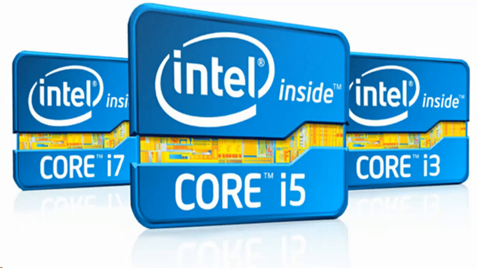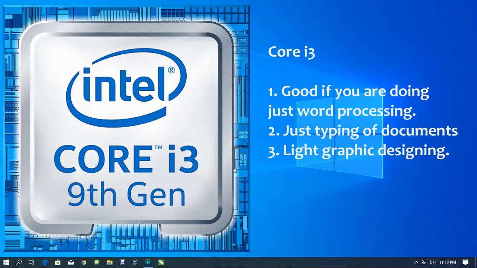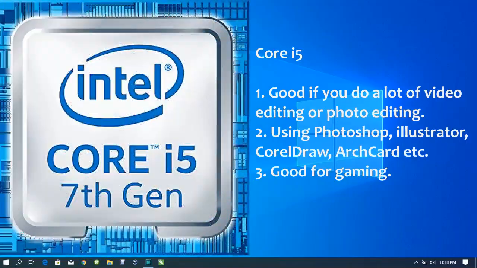Having said all this, I know the question in your mind as a layman is, Tony, which one should I buy? To simply answer this, a Core i3 chip is fine for day-to-day use if you're into word processing, typing and sending of documents, emails and all that. Core i3 is best for you. You can go for Core i5 if you do a lot of video editing or photo editing, and since you're using a lot of Photoshop, Illustrator, CorelDRAW to do designing, Core i5 is good for you.